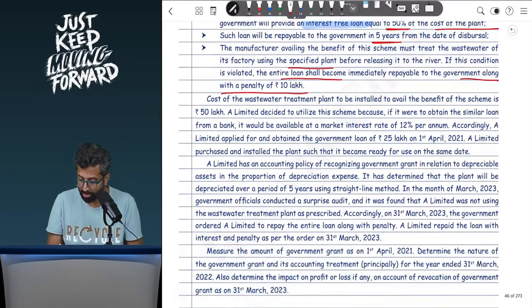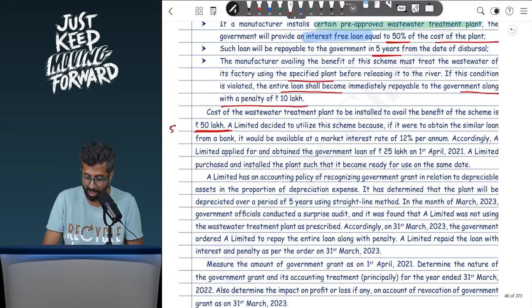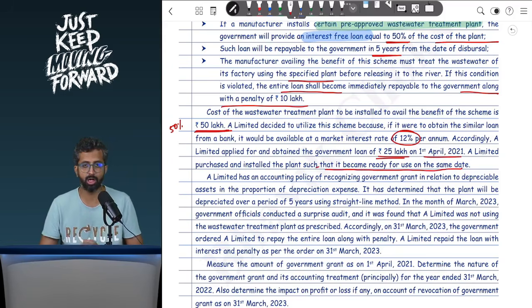The cost of the treatment plant to be installed is 50 lakhs. Remember, against that 50%, that is 25 lakhs, will be the loan given by the government. He decided to utilize the scheme because if it were to obtain a similar loan, it would be available at a market rate of 12%. So this is the rate for fair loans. Accordingly, A applied and obtained the loan of 25 lakhs on 1st April 21. A Limited purchased and installed the plant on the same day it became ready for use. So this is a loan taken, plant purchased on 1st April 21.